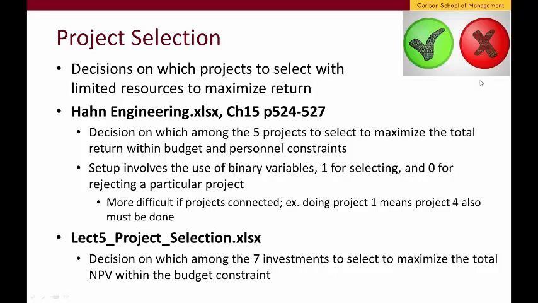So the textbook's example here is on Hand Engineering, which is faced with a decision on which among 5 projects to select in order to maximize the projected return while staying within the given budget and personnel constraint. This is a standard example of the use of binary variables, where 1 represents the project selection and 0 the project's rejection. A variation on the model includes a situation where the projects are connected. For example, selecting project 1 could mean project 4 must also be selected.